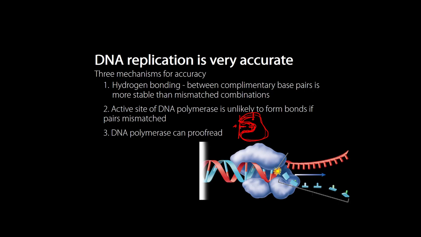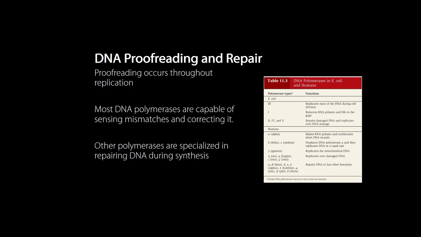And then lastly, as I said earlier, DNA polymerase can proofread. So hydrogen bonding, the actual shape of the polymerase active sites, and the fact that DNA polymerase can proofread its final work. Speaking of proofreading, proofreading occurs throughout the replication process, and most polymerases are capable of sensing these mismatches and making the corrections.